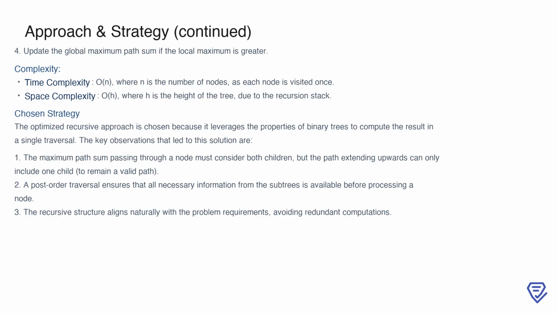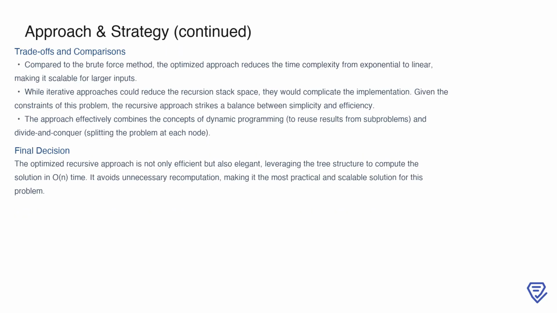By observing that the maximum path sum through a node may involve both children, while an upward extending path can only include one, we align the problem perfectly with a post-order traversal. This naturally avoids redundant computations. When comparing the optimized approach to the brute force method, the benefits are clear. The time complexity is reduced from exponential to linear, making it far more suitable for larger inputs.